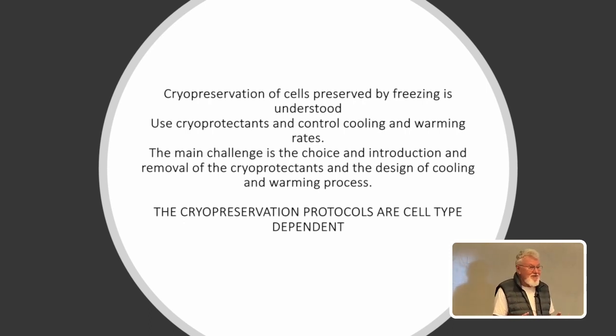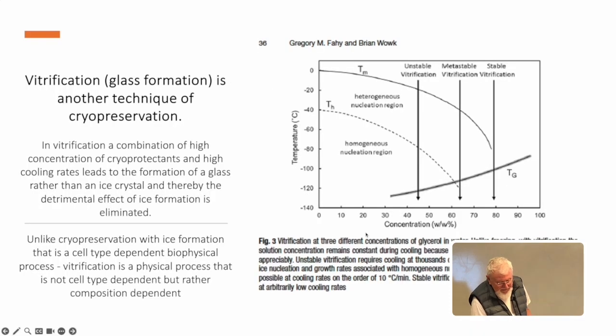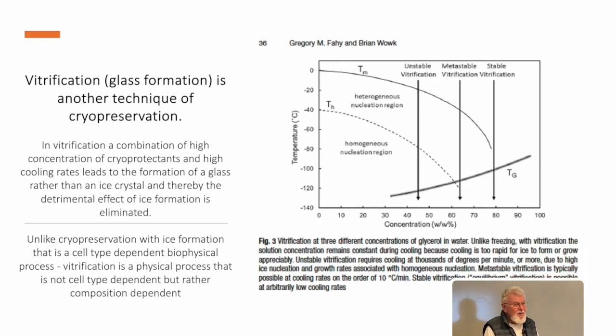As you know, we're using freezing to cryopreserve cells in pretty much every laboratory. And the cryopreservation protocols are cell type dependent. So this is one mechanism to preserve cells. Another mechanism to preserve cells is vitrification.